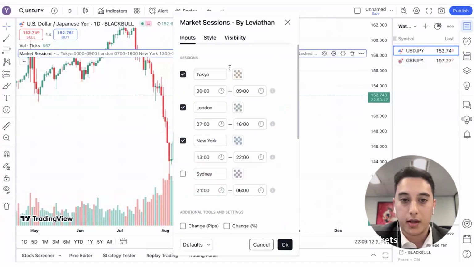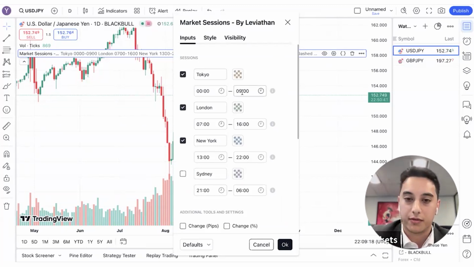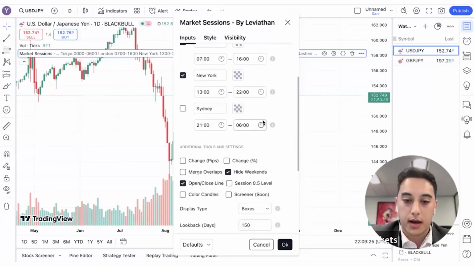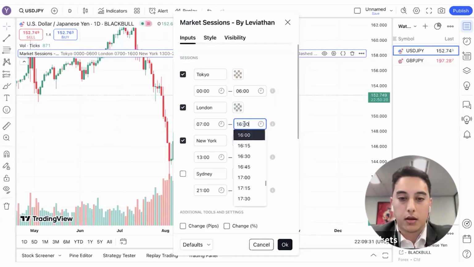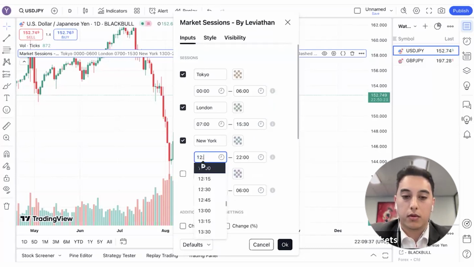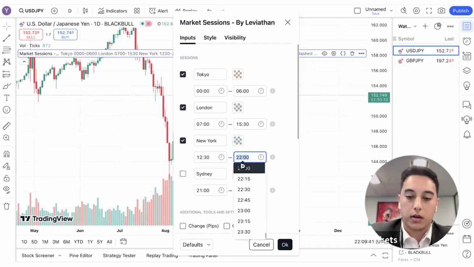So when you add this indicator to your chart, you do have to adjust it slightly because the timings are a bit off. So Tokyo is the Asian session. This is UTC time. Yep, UTC. We might as well put in London as well, just so we can have a look at what the trading week looks like. And New York, of course, 12:30. 12:30 to 8 o'clock UTC.